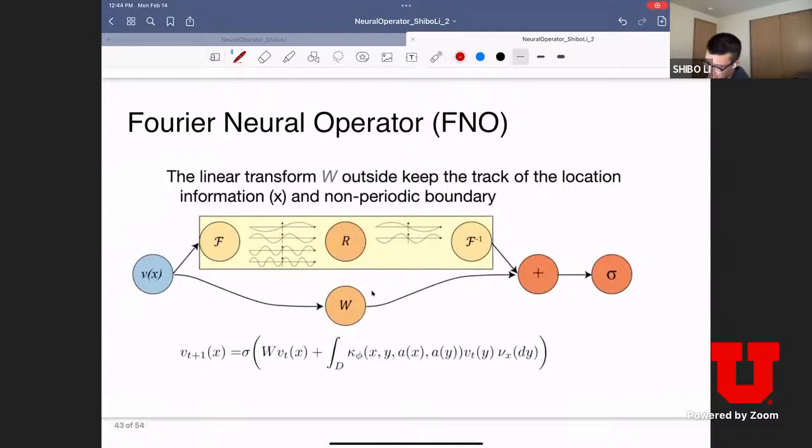Another thing is that the Fourier neural operator can only capture the periodical boundaries, but by introducing another W, it also helps to transform the local information. It can also help to handle the non-periodical boundaries.